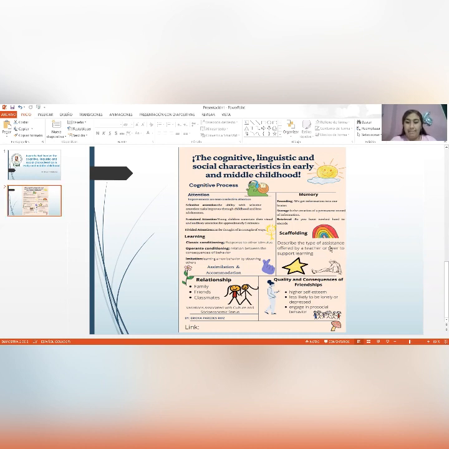Okay. The other is scaffolding. It is a reference to describe the type of action offered by the teacher or parent to support learning. For example, the explanation, referring to everything or a topic in the class, for example, the parents in middle childhood too.